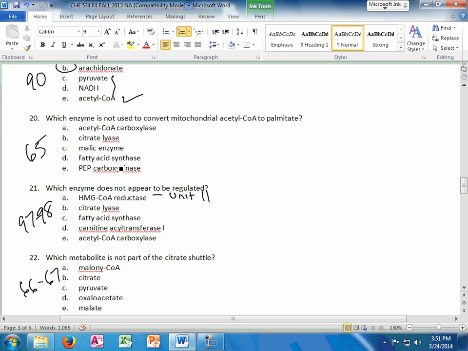Which enzyme is not used to convert mitochondrial acetyl-CoA to palmitate? That's PEP carboxykinase. Saw that during gluconeogenesis. ACC is a big one in fatty acid synthesis, which is what this is talking about here. These are both in the citrate shuttle, and fatty acid synthase is the main player.